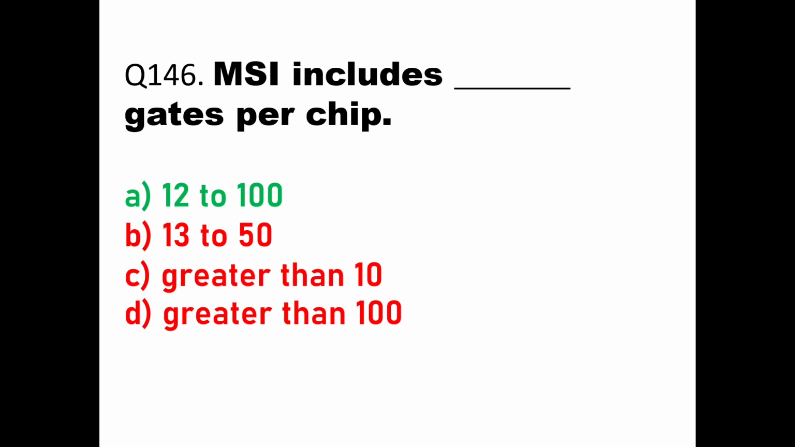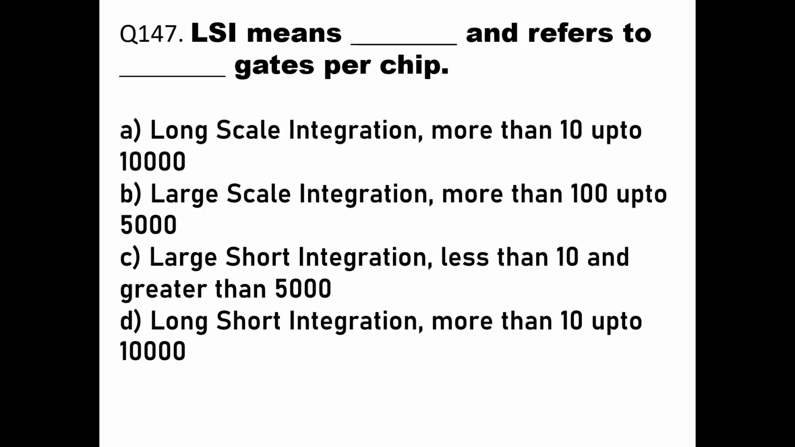Okay, then we will go to the next option, option number 147, large scale integration. LSI means large scale integration. Okay, and it refers to how many gates per chip. Now, as I've told you, small scale integration was from 1 to 10, medium scale was from 11 to 100, then large scale will be 101 to 1000. So it will be less than 1000 and more than 100. Okay. So the full form of LSI will be large scale integration, and the gates per chip will be more than 100, okay, and less than 1000.